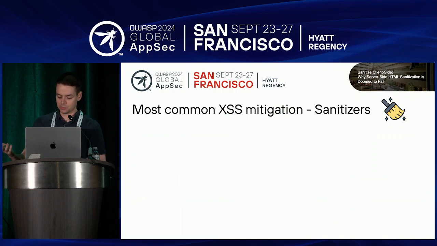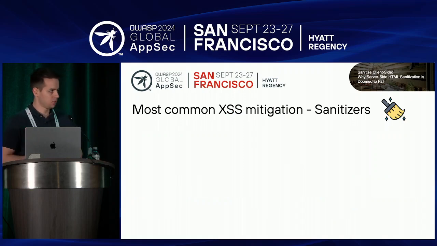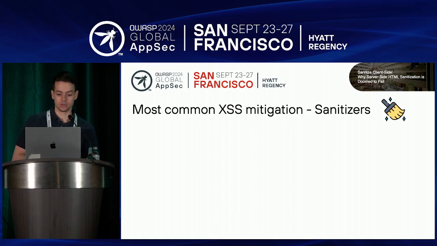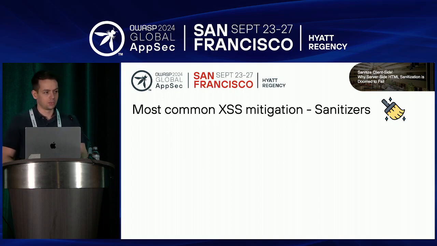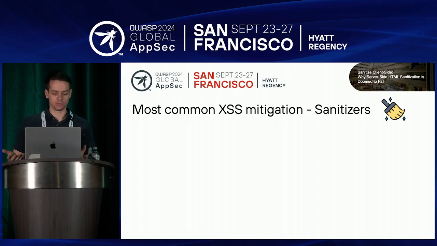So what's the common mitigation for that? Usually what we will see is something called sanitizers, which are meant to solve exactly this issue. Sanitizers are meant to get an untrusted input from the user and, in some magic way, make it not XSS, like not run any JavaScript code. But how does that magic work?